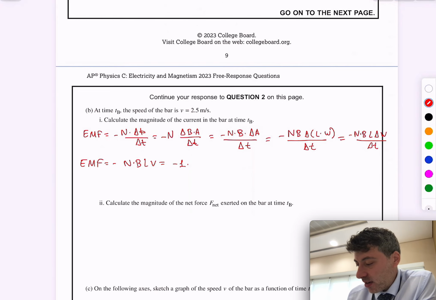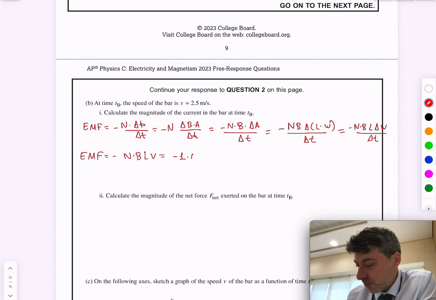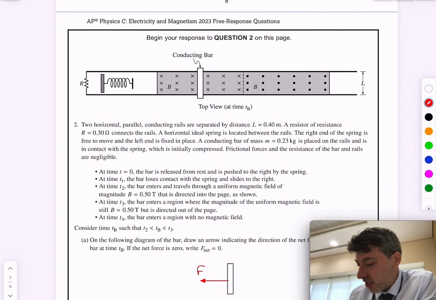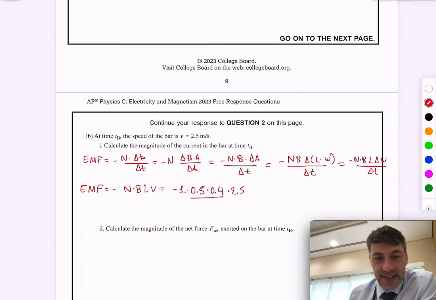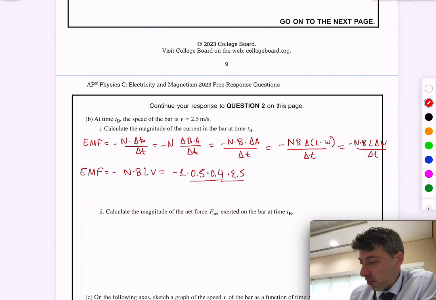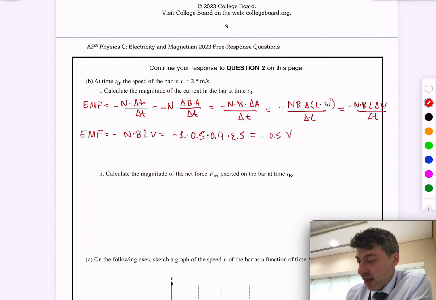We have one turn, the magnetic field probably will be given somewhere, 0.5. The length is, I saw it somewhere also, 0.4. And the velocity is 2.5. This is 0.2 times 2.5. This is 0.5 volts. The minus is not really important in this case. It just shows that this EMF is opposing the change of magnetic flux.